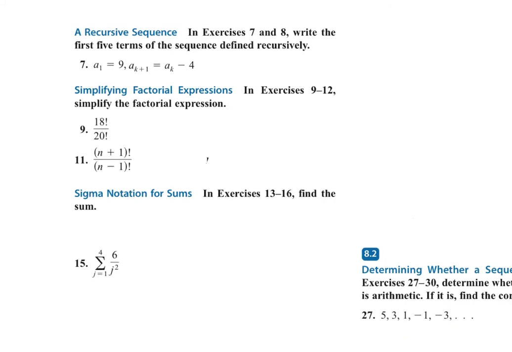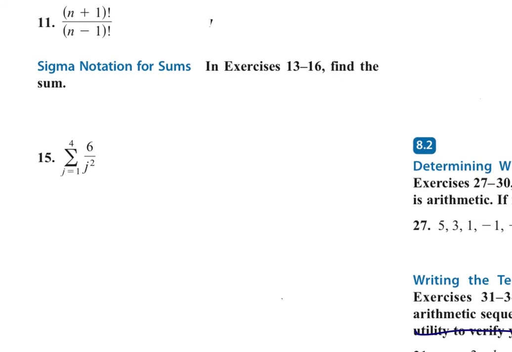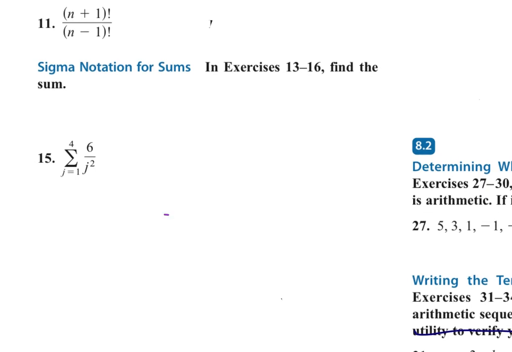9 and 10 are your factorials. You're going to see factorials on there. 15 is your summation. So for these, you can literally take and plug in 1, plug in 2, plug in 3, plug in 4, and then add all the values together at the end.